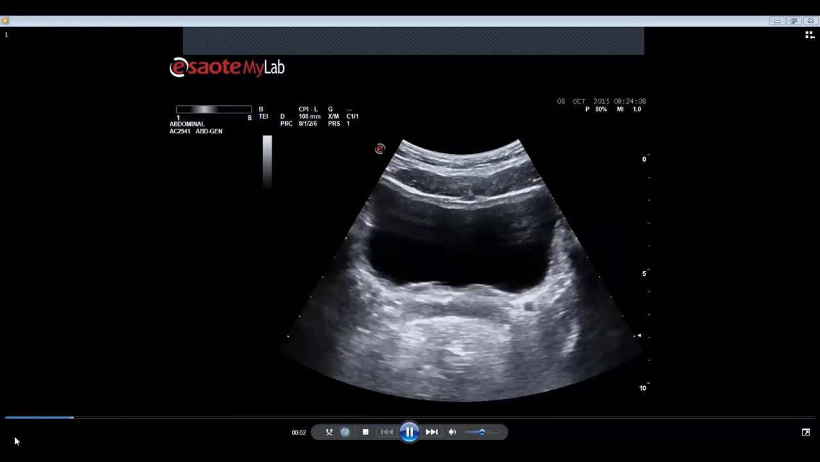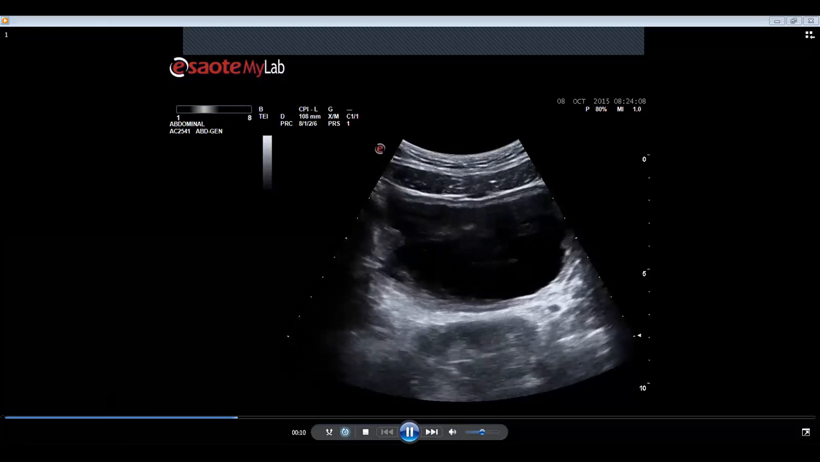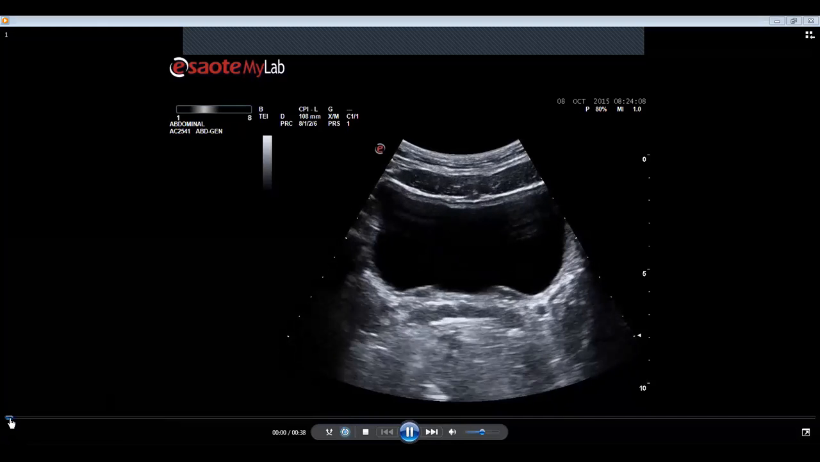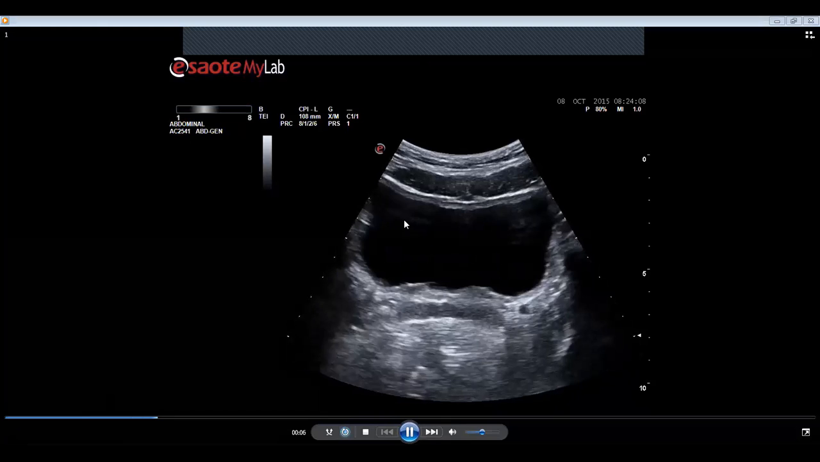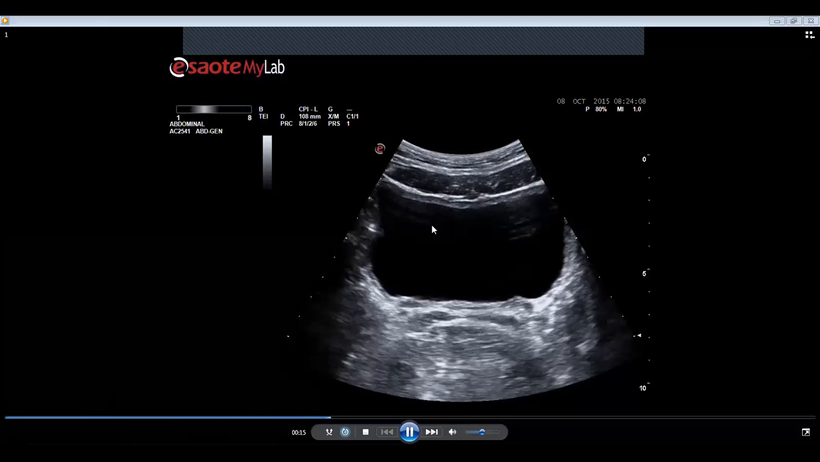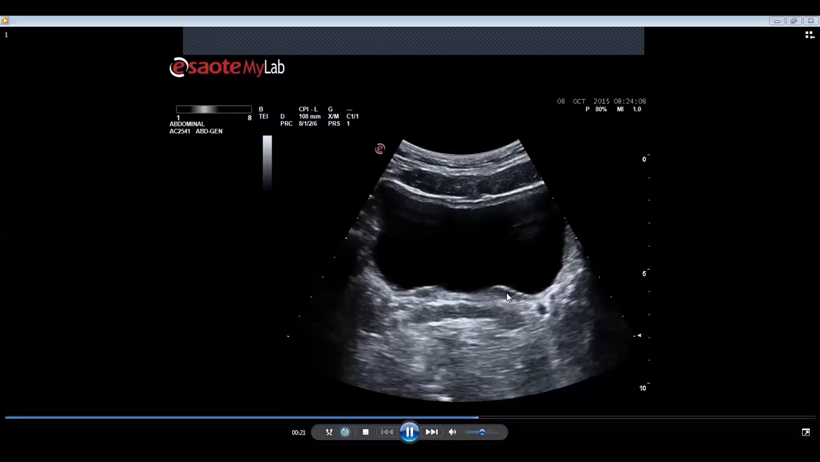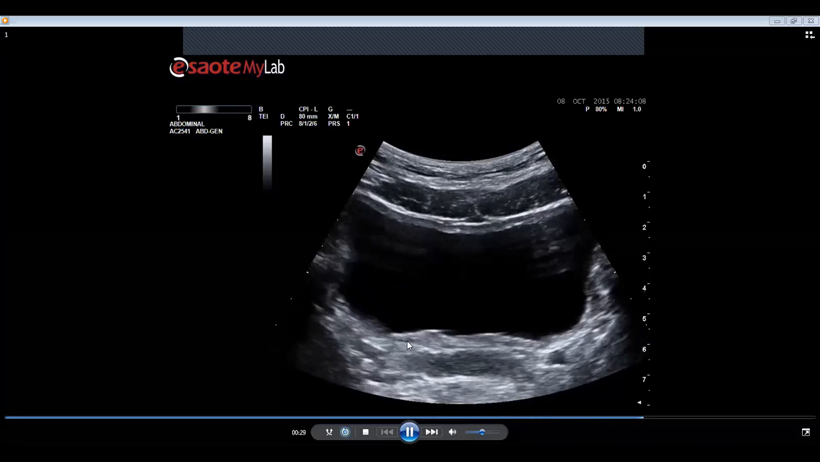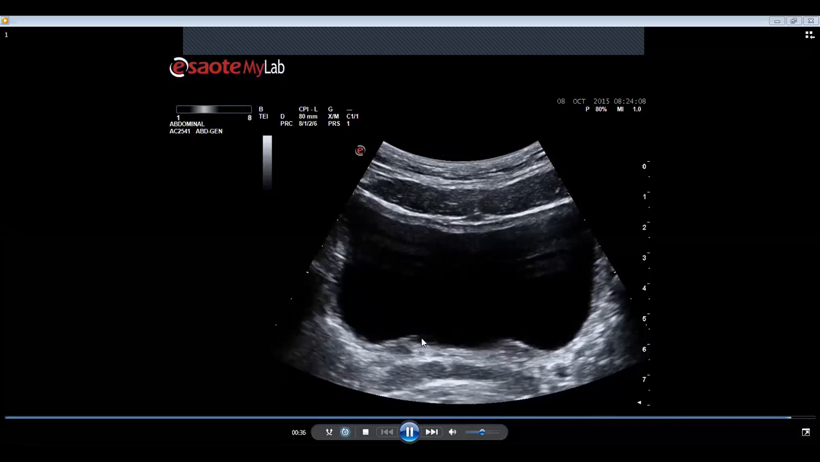This is a cross section of the urinary bladder. We can appreciate on the posterior wall here, this is all urine. You can see two humps, one on the right and another on the left side, bulging into the bladder. This, my dear, is the intramural part of the ureters passing through the wall of the bladder, and here they are opening up.